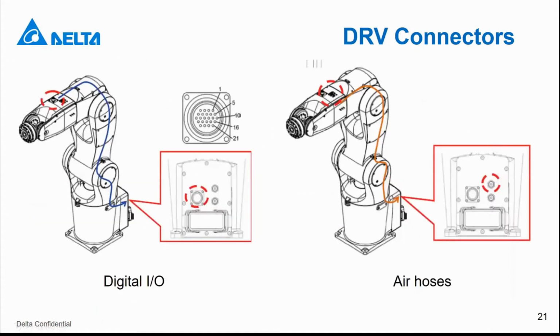And for the DRV series, it's the same. We have the digital input-output in the base, and then you can control the tool by connecting the tool's input-output signal to the second arm. And then in the base, you can wire out all these signals. And for the air hoses, it's the same. For the DRV series, we have 2 air hoses in the base. And on the arm 2, there will be a few air hoses you can connect to the robot tools.